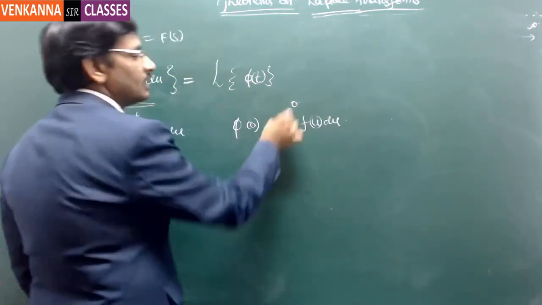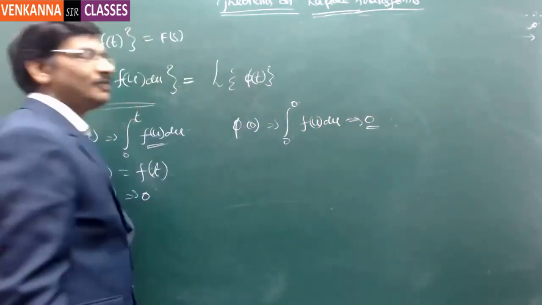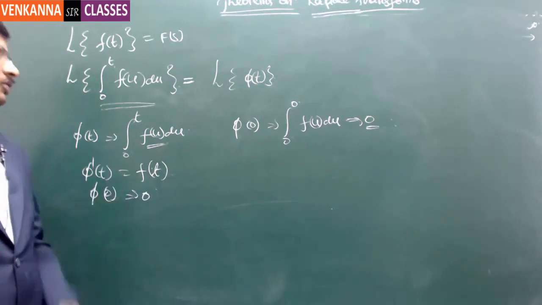Now as long as the limits are the same, the integral value will always come out to be 0, whatever may be the function inside the integral. So that's why phi of 0 is equal to 0.